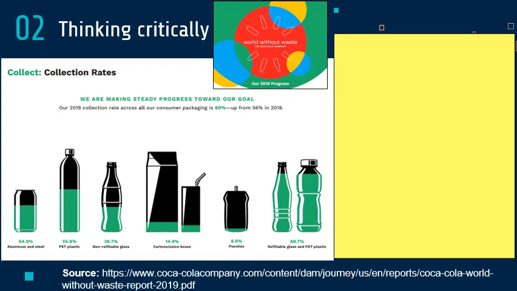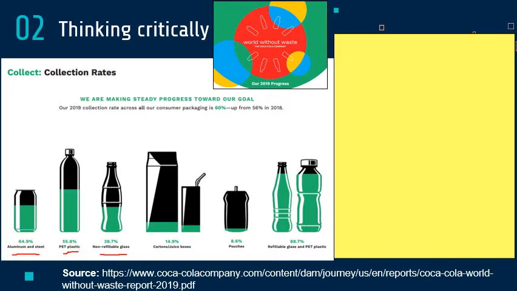Okay, here we have another data display, and this is from the Coca-Cola Company World Without Waste 2019 Progress Report. Here it's showing the collection rates of different types of packaging the Coca-Cola Company uses for its products, mostly drinks, I'd imagine. So here I've got aluminium and steel cans, PET plastic bottles, non-refillable glass bottles, and so on.